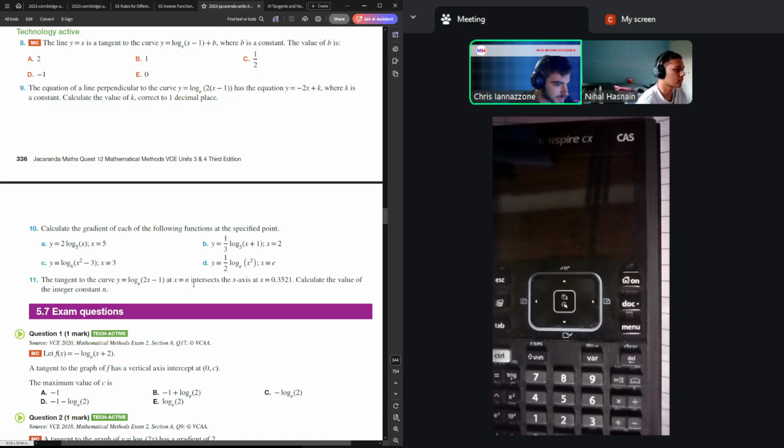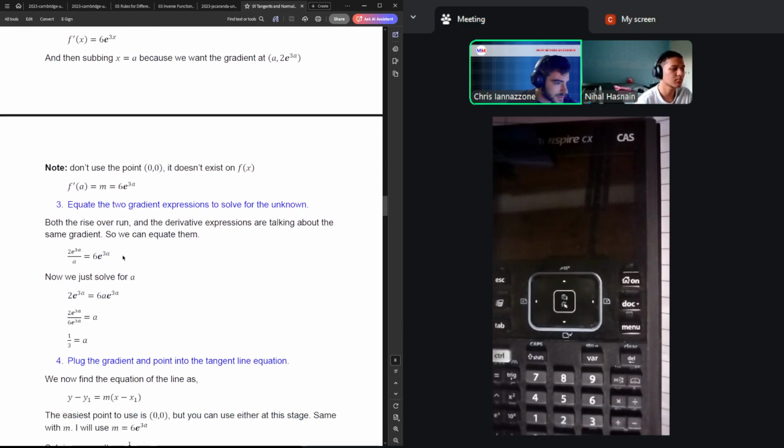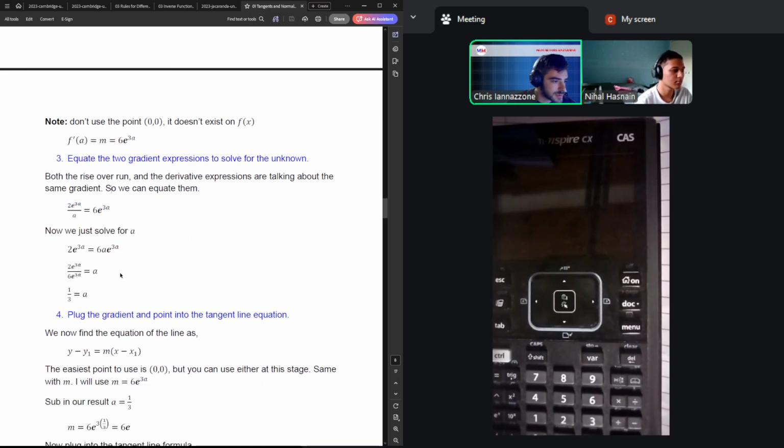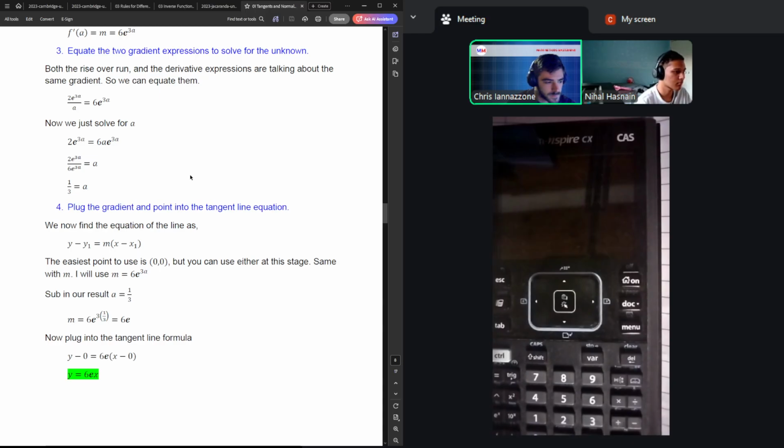So in this example, it will be getting you that. Now that you have a, you have gradient, because both of these are gradients. You just chug it back into either which one. And you can just use the gradient point formula with any of the points to then get the rest of the tangent line. Is that all fair enough?